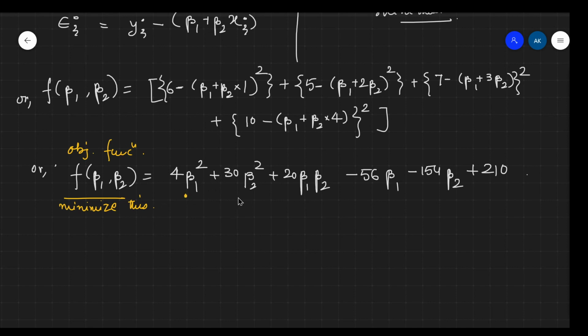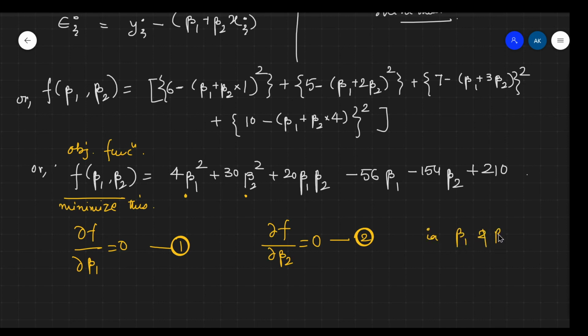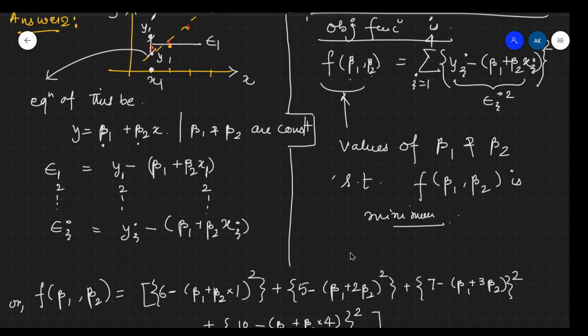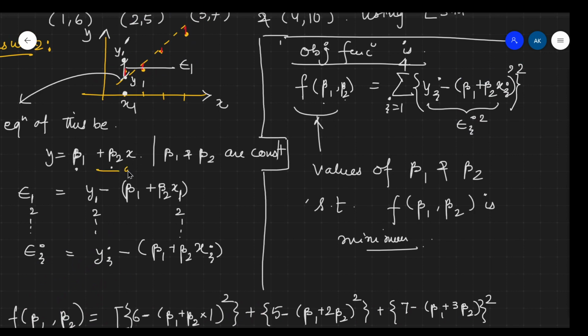Now, as there are two variables, beta 1 and beta 2, so how to do that? You have to differentiate this partially with beta 1 equated to 0. This will be your equation 1. Then differentiate partially with beta 2 equated to 0. This will be equation 2. From here you will have two equations in beta 1 and beta 2. You have to solve them and get beta 1 and beta 2. And this value, when you put in equation 1, your equation is this. This is your equation 1. Then you will get the equation of line.